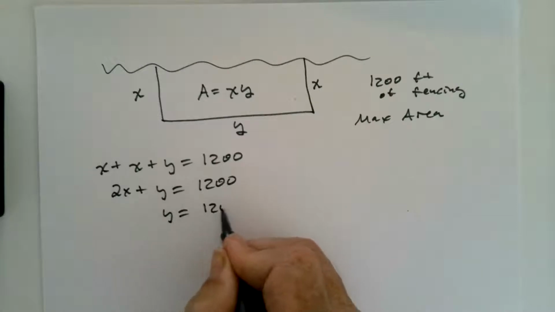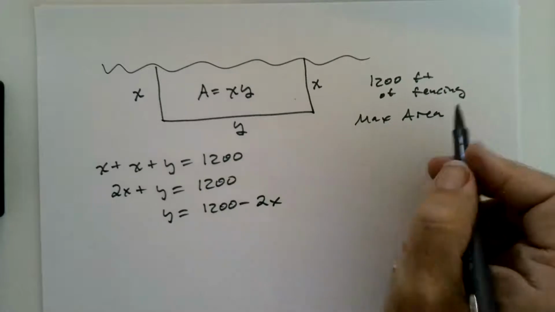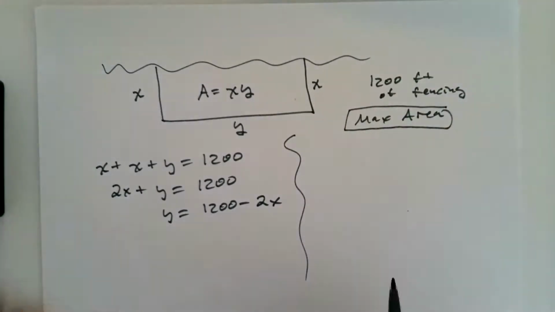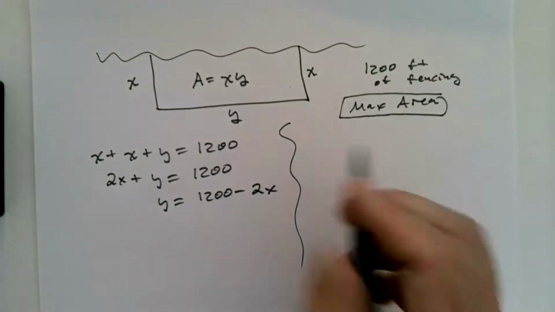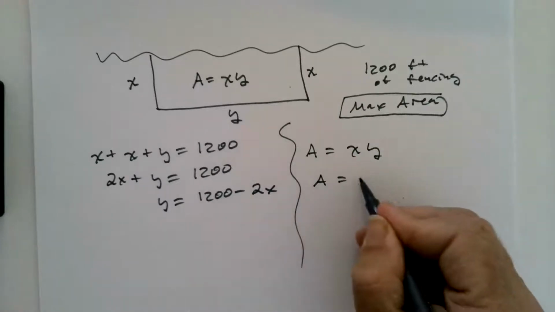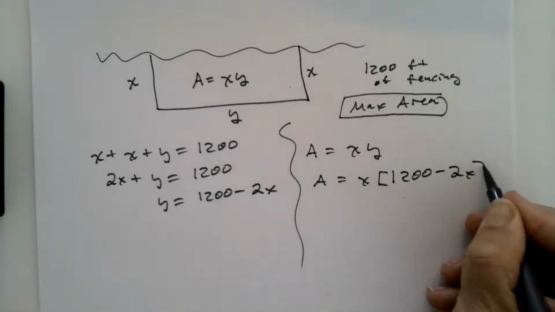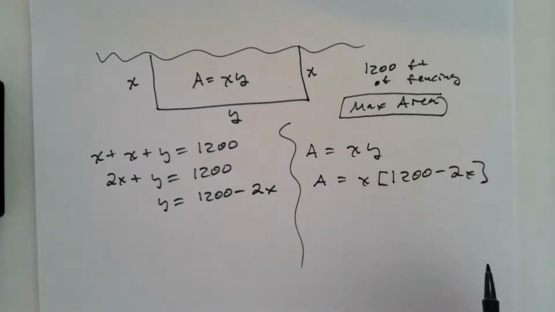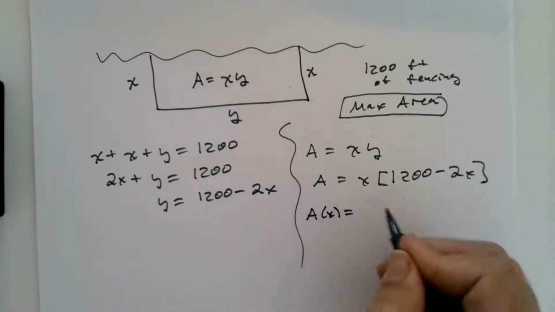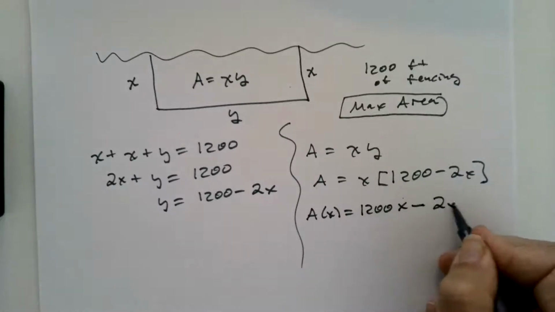So y is 1,200 minus 2x. Our goal is to maximize the area. So if I maximize the area, what is the area? The area is xy. So the area is x times (1,200 minus 2x). And this is what we want to maximize. So my area as a function of x is 1,200x minus 2x squared.